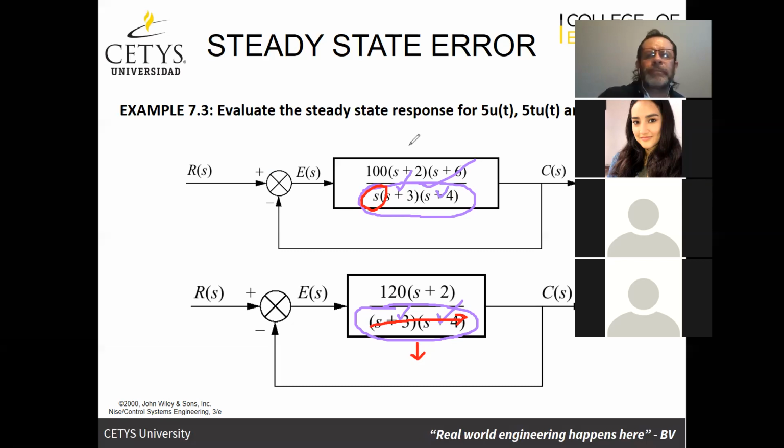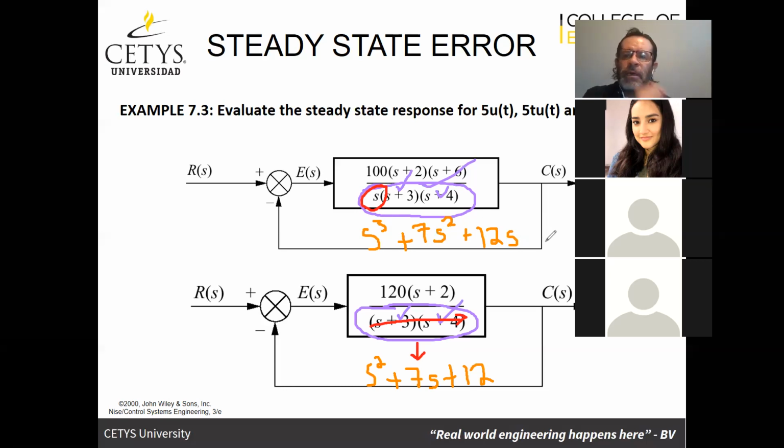Because this is equal to S squared plus 7S plus 12, right, Angelica? Yeah, and because of the S on the first one, we won't have a constant. We're going to have S cubed plus 7S squared plus 12S, and we're not going to have a constant value here. We're going to notice that that's going to affect the behavior of the system with regards to the different inputs. So good observations there. Thank you, Ariane. Thank you, Angelica.